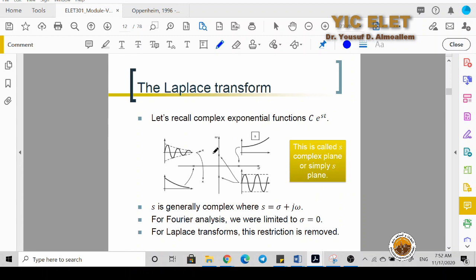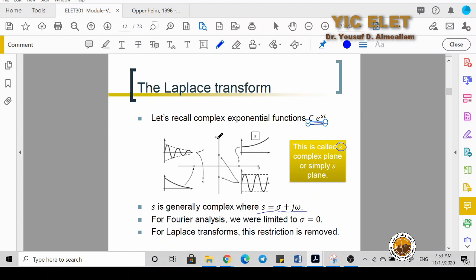Now let's recall the complex exponential functions as we have seen. This is the complex exponential function, and we do have different types of complex exponential functions. If we define s as given here, s is equal to sigma plus j omega, then we would draw this complex domain, and this is called the S domain.